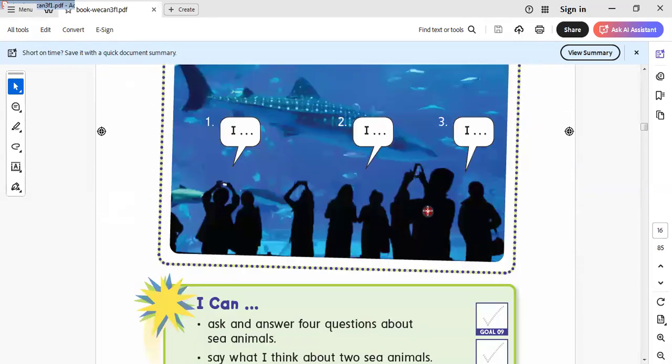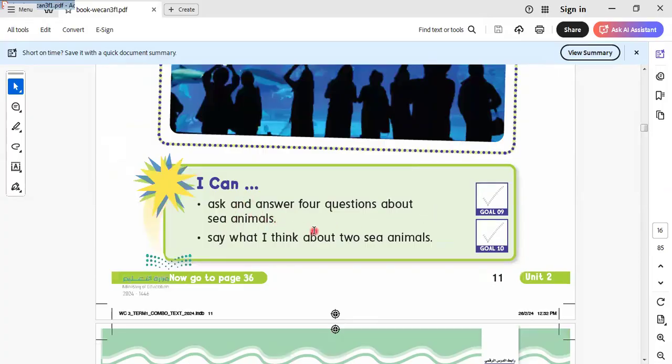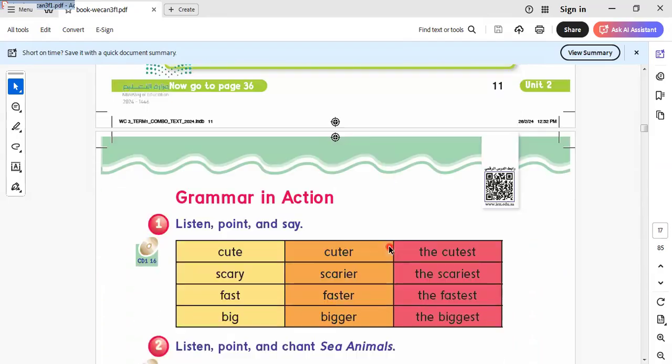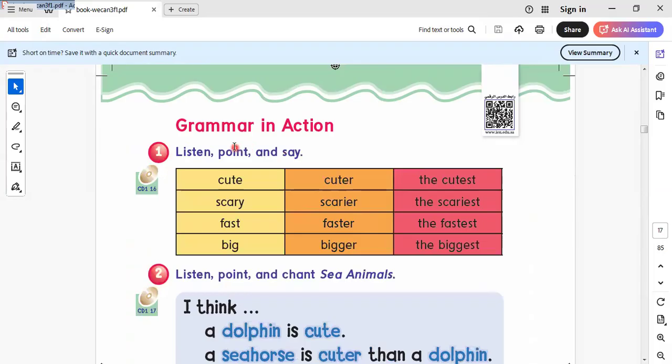Let's go to another item here. I can answer the question about sea animals. I think about 2 sea animals. Okay, this is what I learned from this.